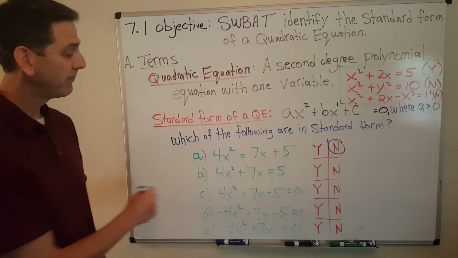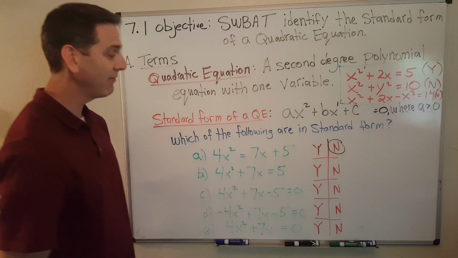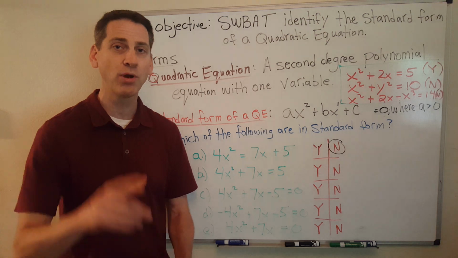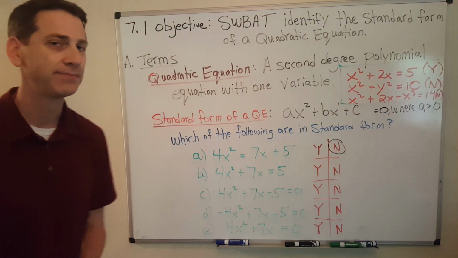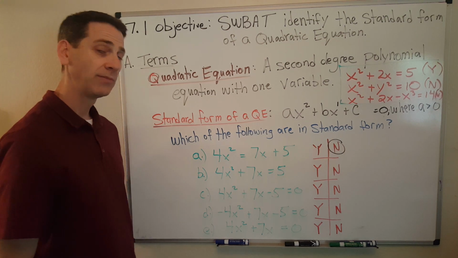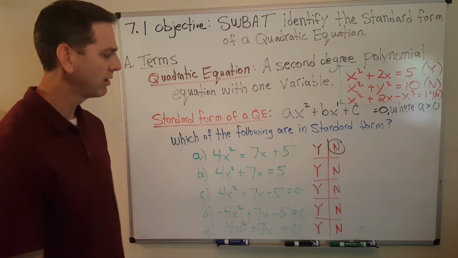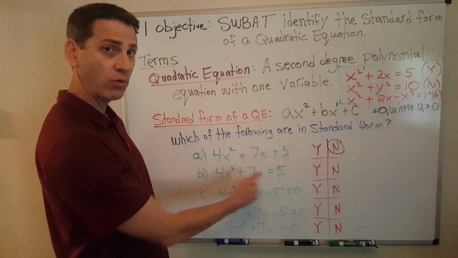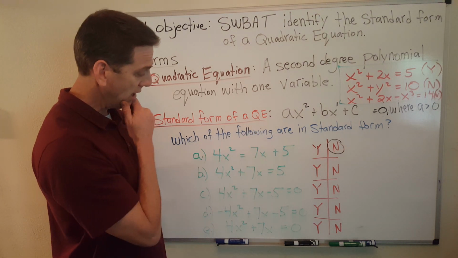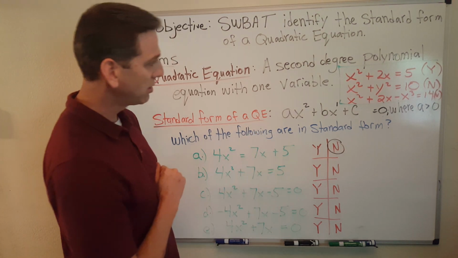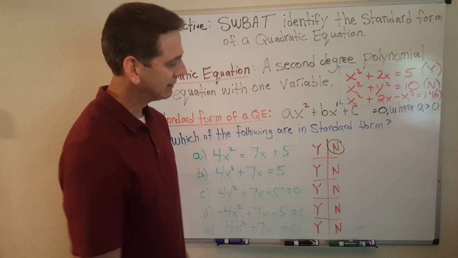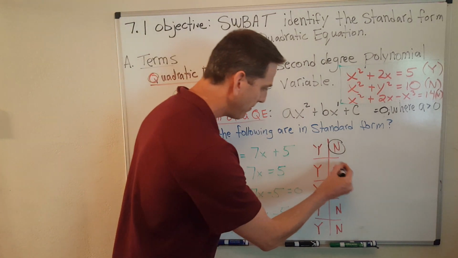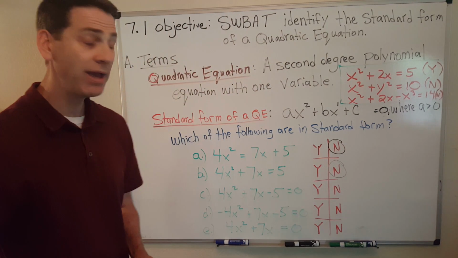All right, letter B. I have 4x squared plus 7x equals 5. All right, pause the video and answer the question, is that in standard form? All right, well, let's take a look. It is a quadratic equation, okay? It is in descending order, but look, it's not equal to 0. Not in standard form.